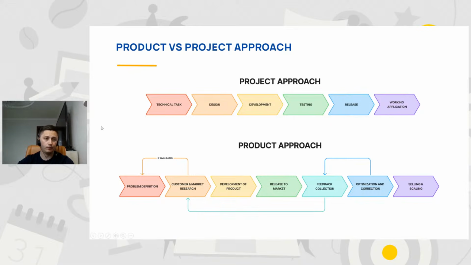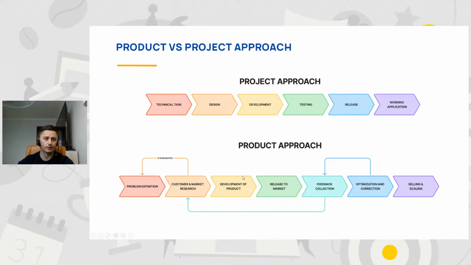If invalidated, we may get back to the initial problem definition phase and create some sort of a pivot to explore some other problems that we consider as a potential problem for new product creation. Once we have validated our problem with customer and market, we proceed with the development of product.